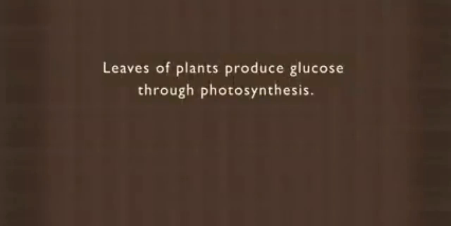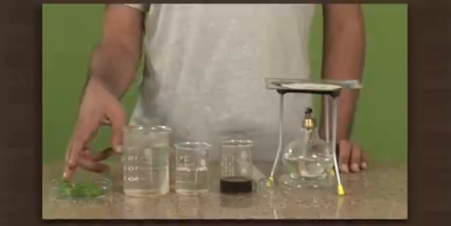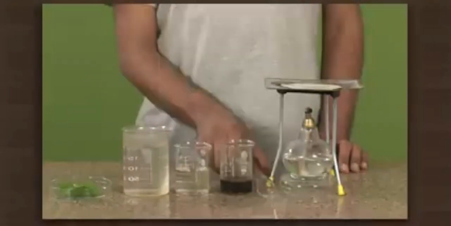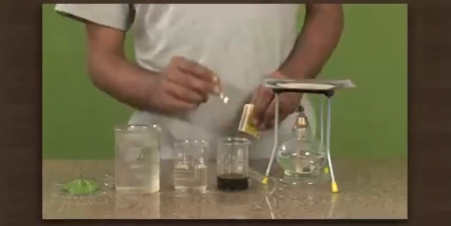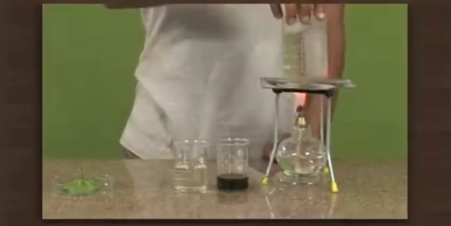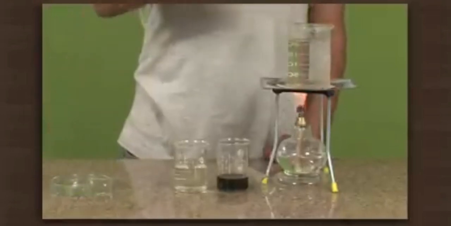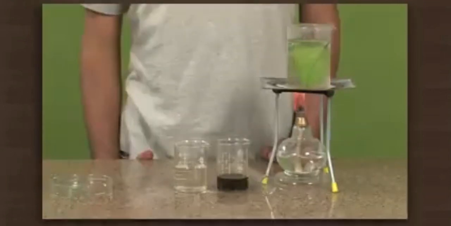Do you know that leaves of plants produce glucose through photosynthesis? The excess glucose is then converted into starch, which is the reserved food material in plants. Let us do a small experiment to test the presence of starch in leaves. We need a leaf, boiling water, alcohol, iodine solution, test tube, spirit lamp. Take a leaf from a plant that has been exposed to sunlight for several hours. Place the leaf in boiling water. This will kill the leaf, disrupt the cell membrane, and soften the cell walls, allowing the iodine to enter the cells and react. Now put the leaf in a test tube and cover it with alcohol.